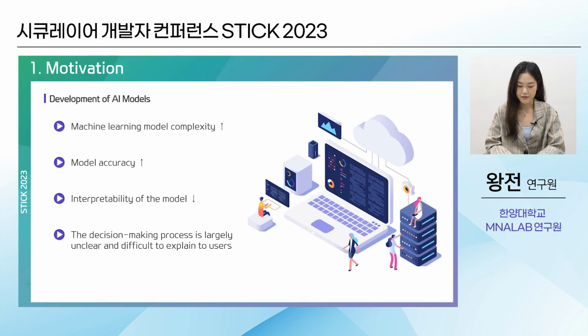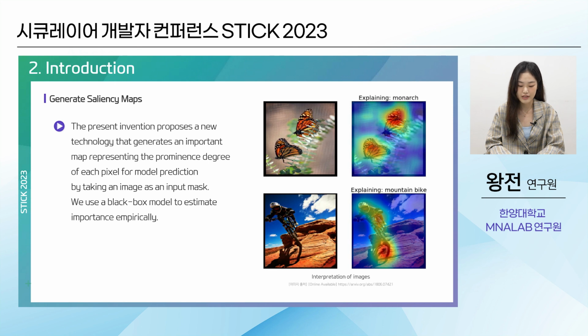With the development of artificial intelligence technology, machine learning models are becoming more and more complex, and the accuracy of the model is improved, but the interpretability of the model, that is, transparency, is getting lower and lower. The decision-making process is largely unclear, and it's difficult to explain to users. So the XAI algorithm we will introduce today provides a new technique that takes images as input and outputs class probabilities, resulting in a salience map indicating the importance of each pixel to model predictions.